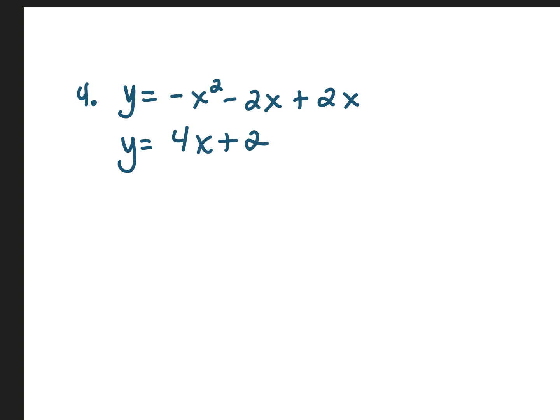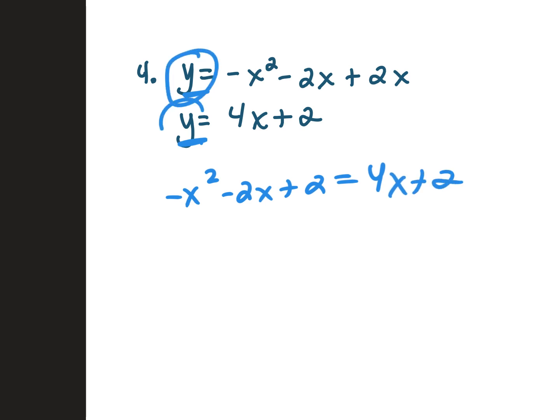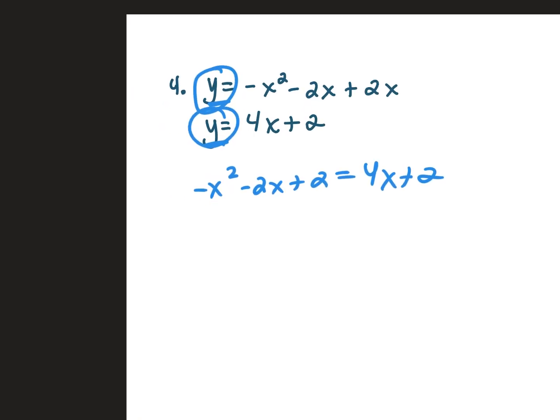Why can you just set them equal to each other? Good. Now, guys, if you didn't see that right away, both what AJ said and what Tamara said would work. But if both equations are y equals, what can you do with each of them? You could just say negative x squared minus 2x plus 2x equals 4x plus 2. Since these are both y equals, all you're doing is setting those two things equal to each other. Perfect. And now this is a quadratic, yes?